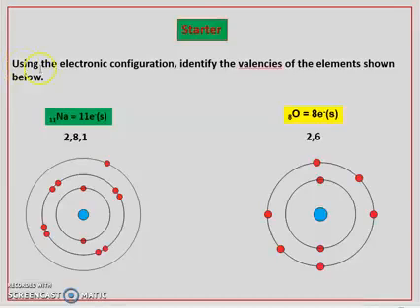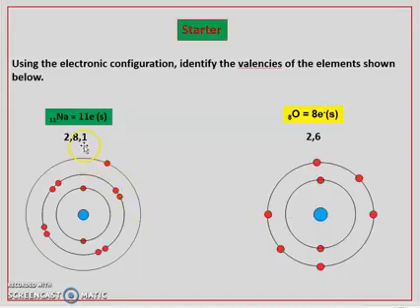I want you to go back to your electronic configuration and see if you can answer the starter question. Using the electronic configuration, identify the valences of the elements shown below. This is sodium. This is its electronic configuration, which is 2,8,1. This is oxygen. Its electronic configuration is 2,6. If you look at this, can you identify the valences of sodium and oxygen?